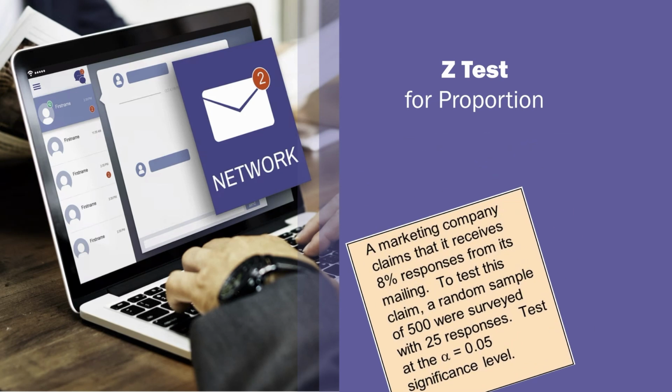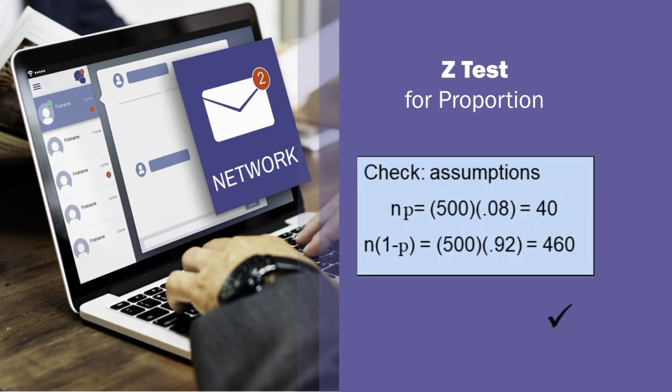So before we can apply the Z test, let us check whether the assumptions hold for this. Our assumptions: n into P is equal to 500 into 0.08, which is equal to 40, and the second condition is n into 1 minus P, which is equal to 500 into 0.92, which is equal to 460. That means in both cases the value is more than 5, so the assumption of the Z test holds. So we can go ahead with application of the Z test.